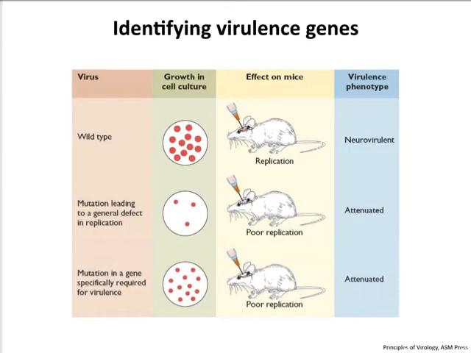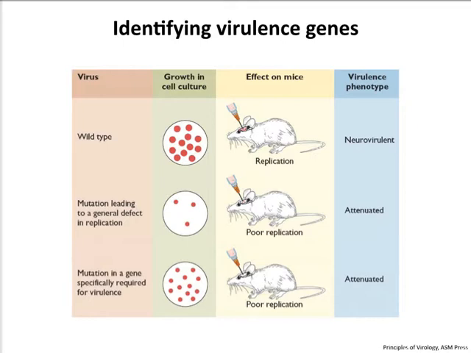So if we have a virus that causes disease in an animal, poliovirus infection of our transgenic receptor mice, it causes paralysis, we can then make mutations in the viral genome to identify genes that are important for causing disease. And that's illustrated on this slide. So you take a wild-type virus, which you can grow in cell culture, and then you inoculate mice. In this case, if it's poliovirus, it's neurovirulent. It causes paralysis or lesions in the CNS.